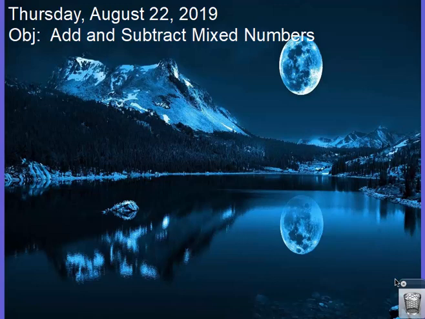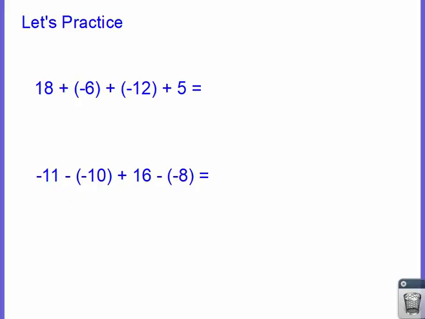Hello class, today we're going to talk about adding and subtracting mixed numbers. But there will be a twist at the end of the lesson. So before we do that, let's review some integer operations, since that's what we've been working on for the last several days.